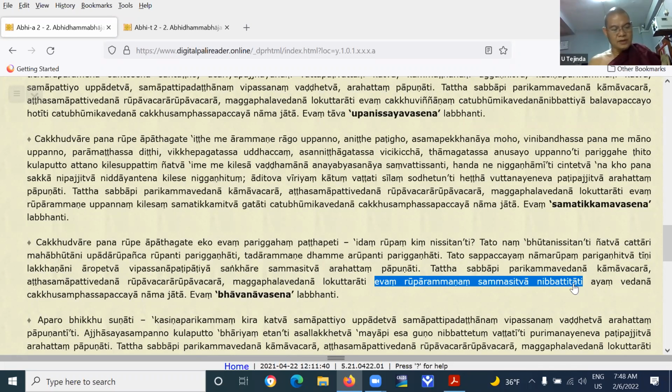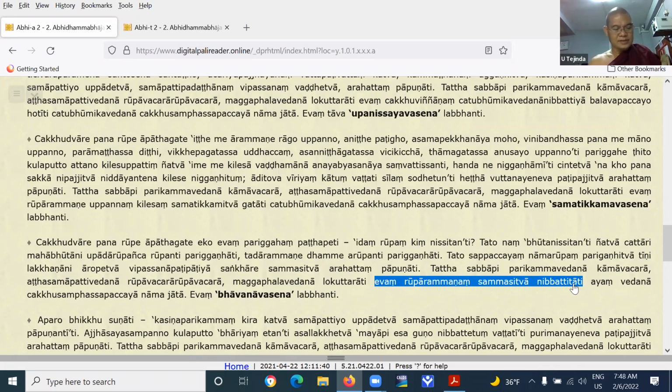Okay, here Apro, Bhikkhu, Sunandi is related to Sota Dwara. Related to Chakkhu Samphassa, one can attain Nibbana. Related to Sota Samphassa, one can also attain Nibbana. How can we apply that Sota Samphassa in order to attain Nibbana? Let's see. Kasina Parikamma, Katva, Samapattiyo, Uppadetva, Samapatti Padaka, Vipassana, Vaddetva, Arahattam Papunati.